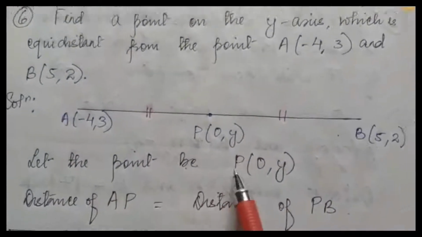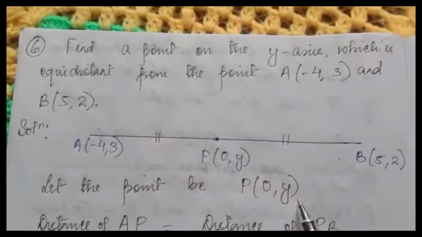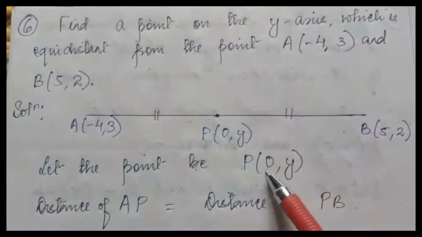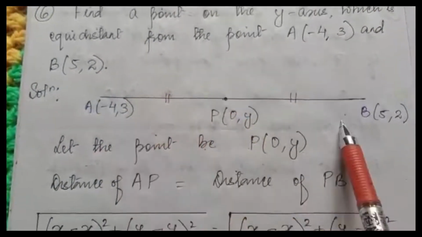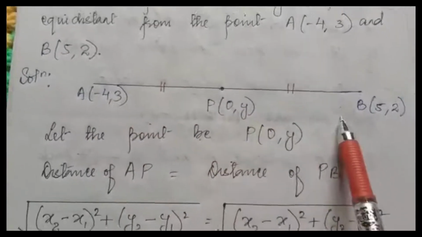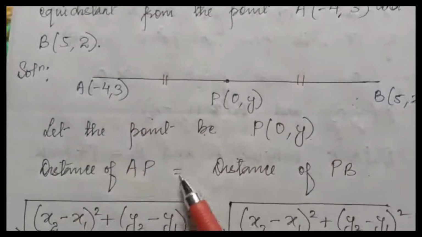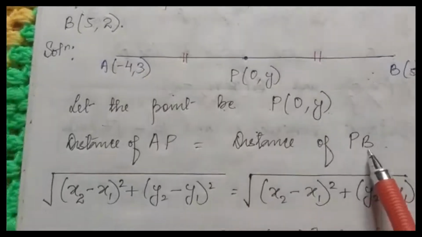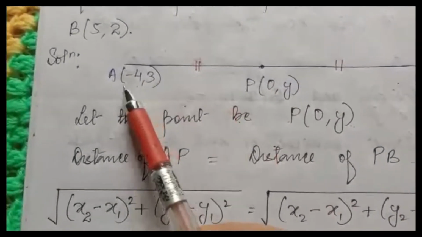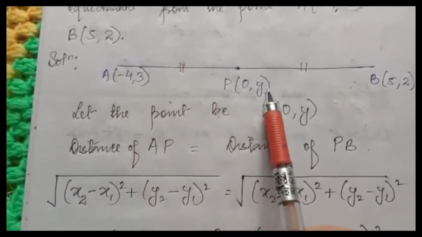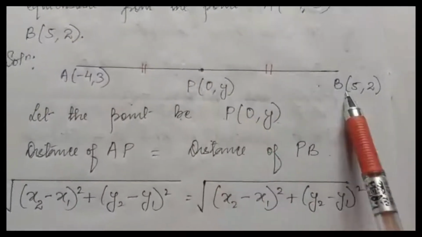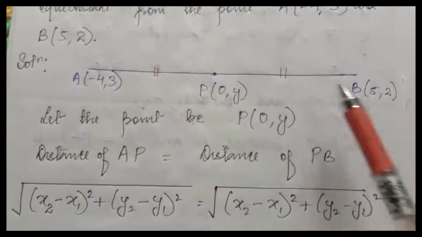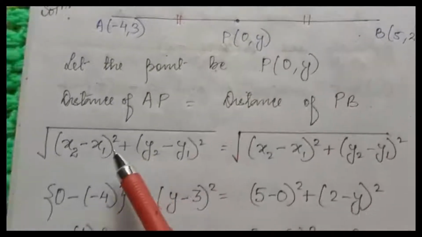So let the point be P(0, y). On the y-axis, x is 0, so (0, y). Since it is equidistant from A and B, AP is equal to PB. So the distance of AP is equal to the distance of PB. In AP, this will be your x1, y1, x2, y2. So, the formula again for PB, this is your x1, y1, x2, y2.